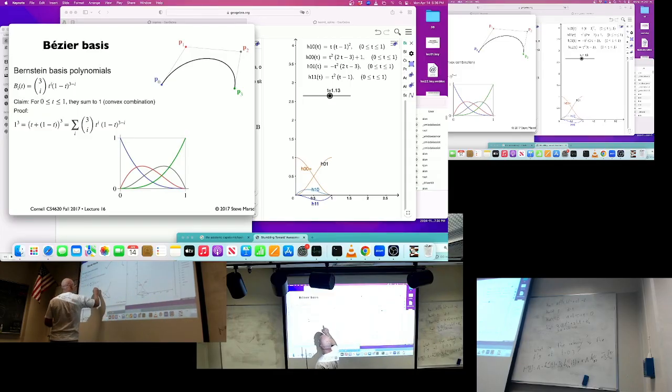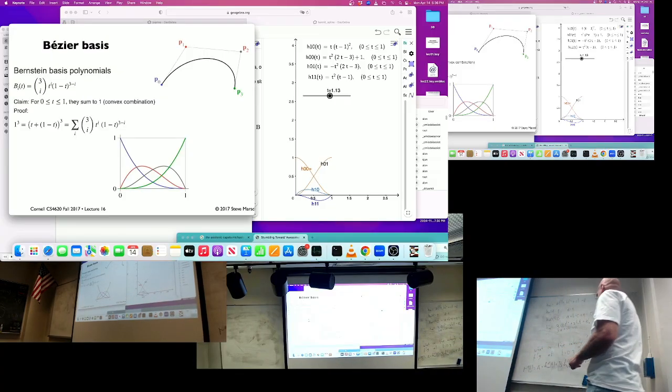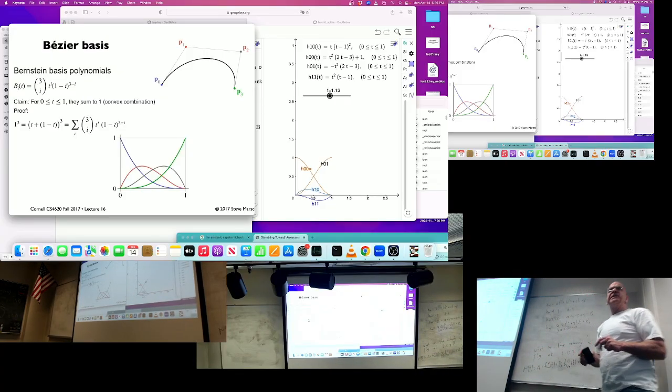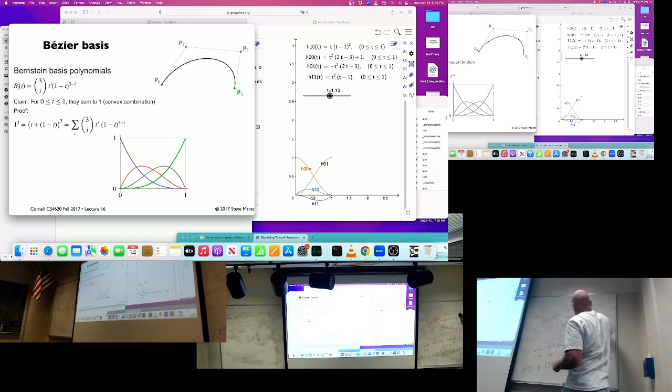So again, we have 4 polynomials. In this case, it's called the Bernstein polynomials. The way that, by the way, Bezier suggested to create these curves was very different and very elegant, but we don't have time to.